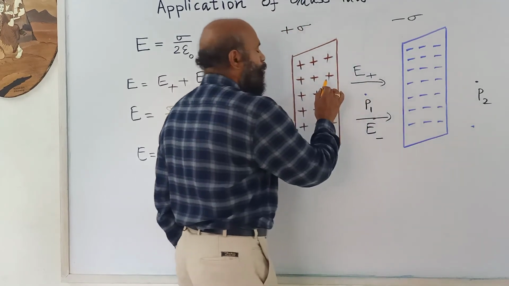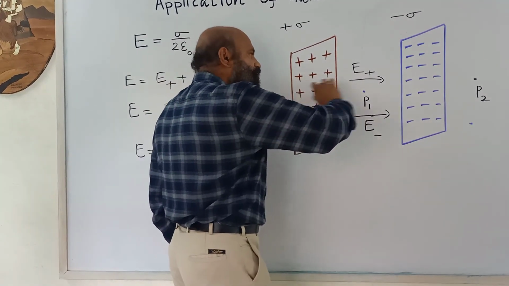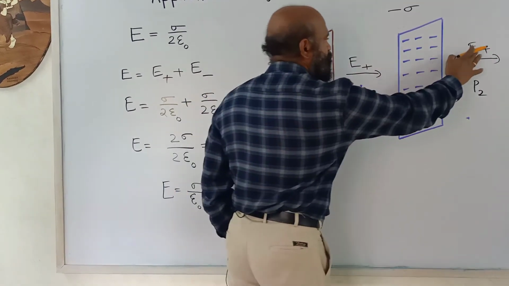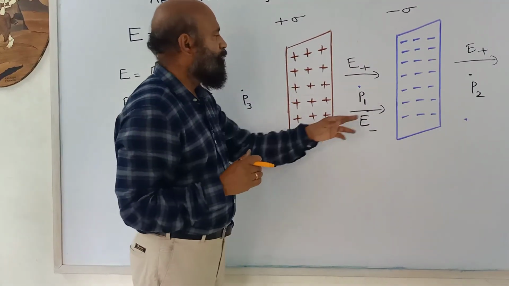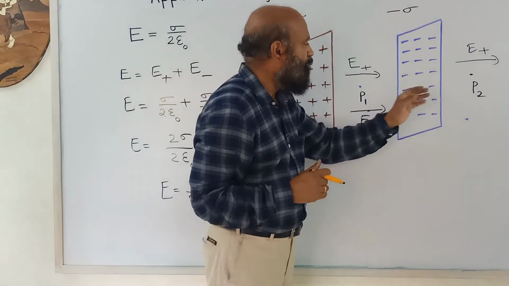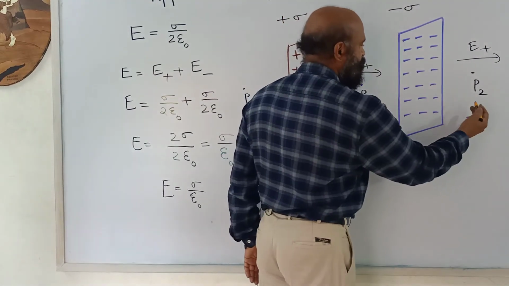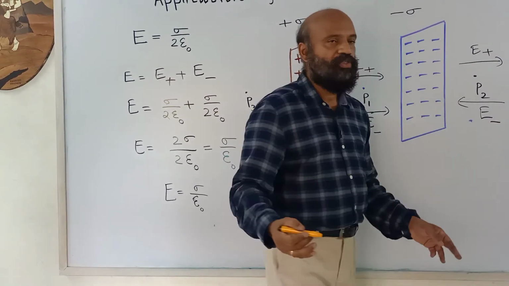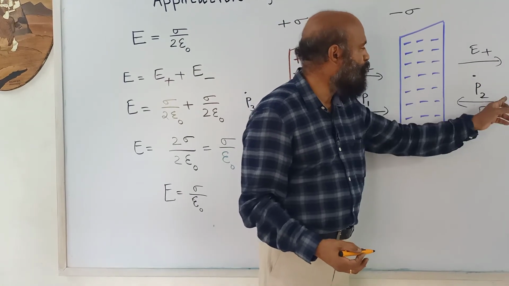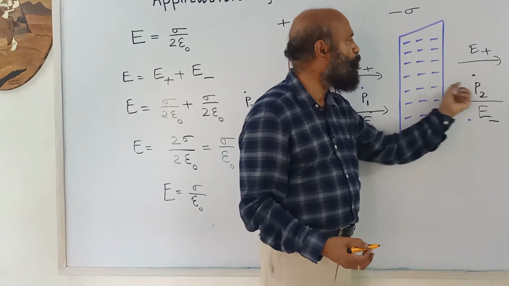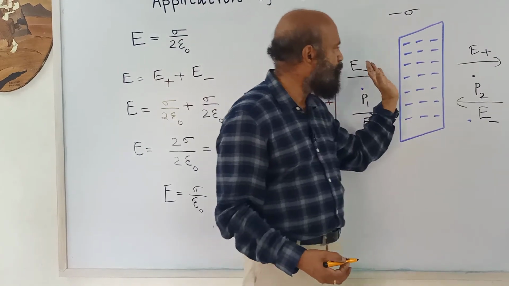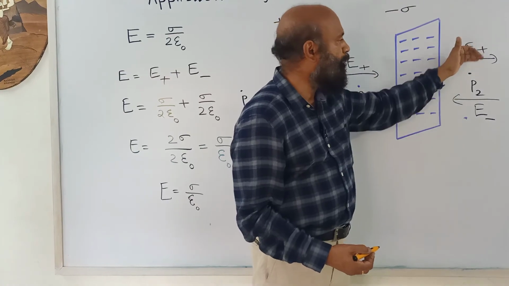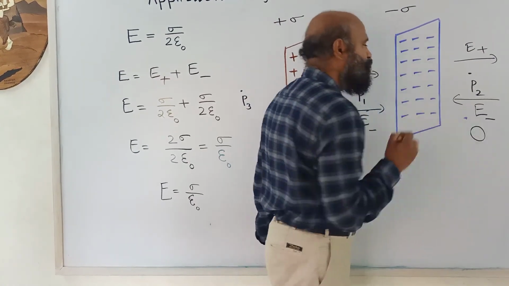Now let us see at P2. Here, due to the positive charge, it is outward, so E plus is outward. Due to the negatively charged sheet, it is directed towards. So here you can see they are in opposite directions, equal in magnitude but opposite in direction, due to the positive plate that side, due to the negative sheet this side, but they are of equal magnitude, so intensity here will be 0.